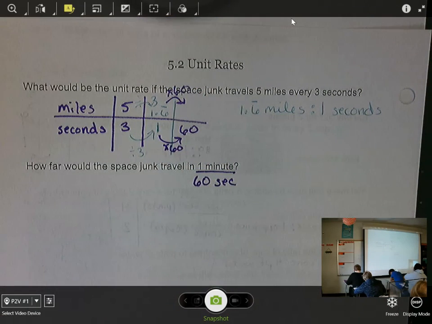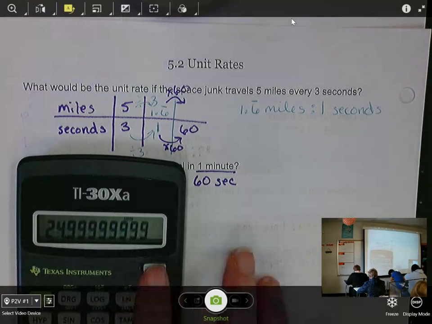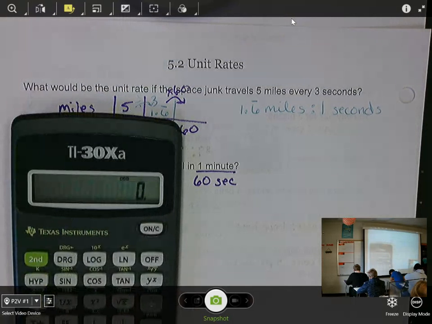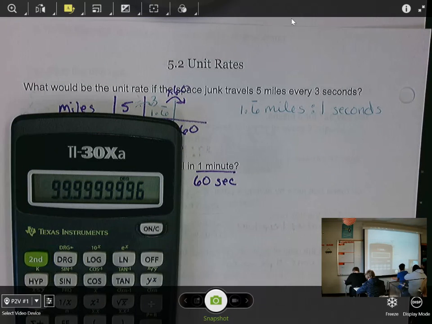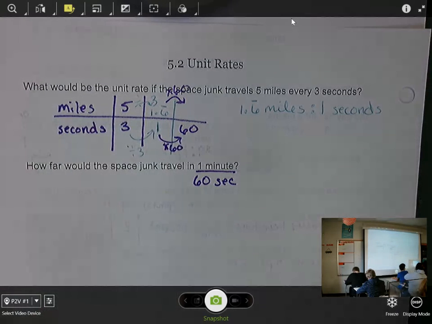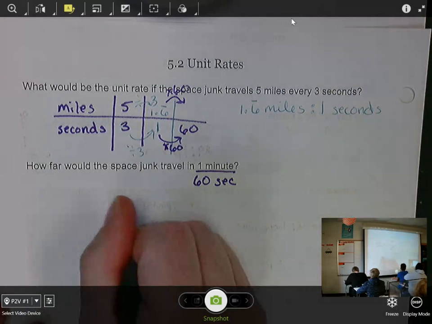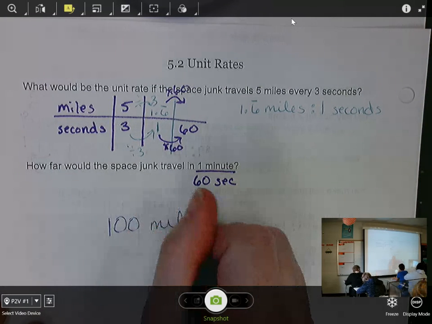Okay, so get your calculator. Remember to type in a bunch of those 6's. 1.66666 times 60. How many is that, would you say? A lot of nines. 99.99999. So what number do you think that's really close to? 100. So our answer would be 100 miles.